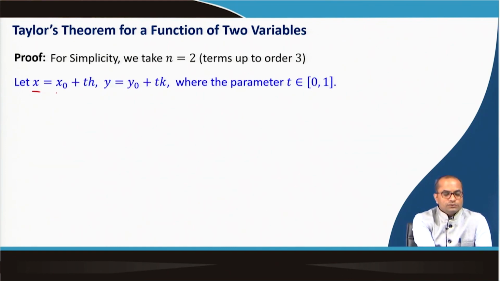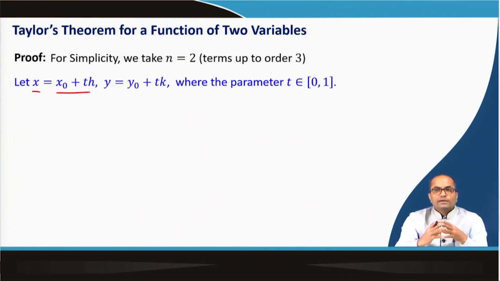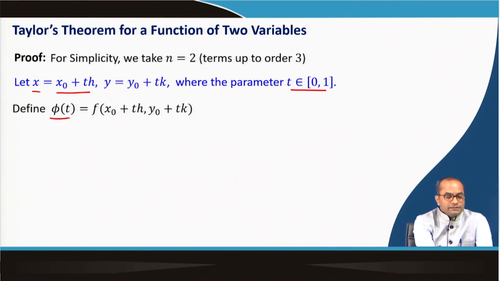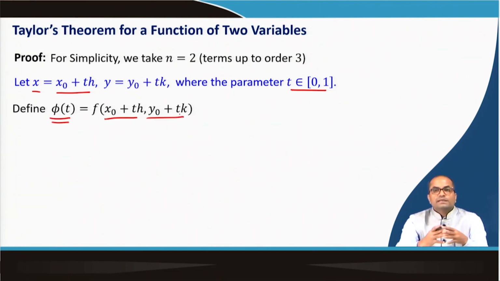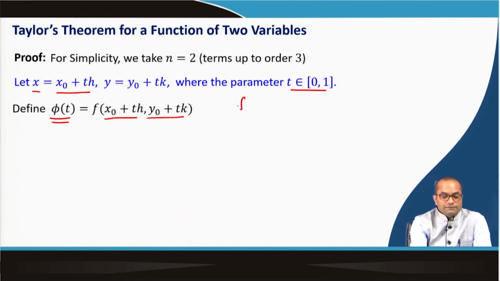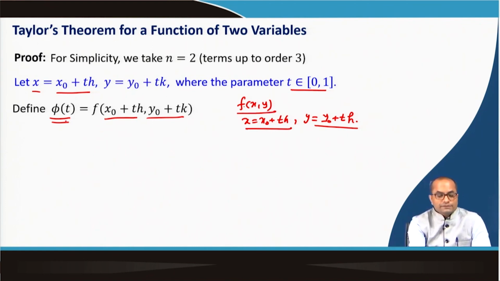So, let x equal x naught plus th and y equal y naught plus tk, where this t is some parameter in the closed interval 0 to 1, and we define this function phi of t as f of x naught plus th, y naught plus tk. So f is a function of x and y, where x is equal to x naught plus th and y is equal to y naught plus tk.